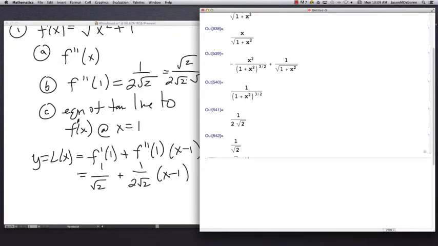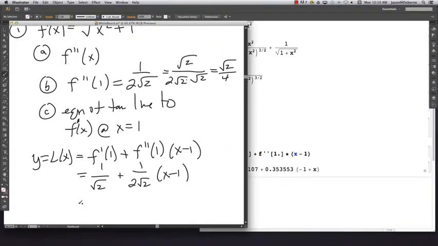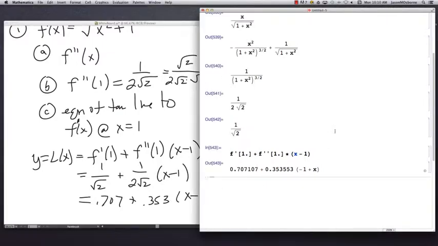If you didn't use any of those fractions, but you instead did your answer as decimals, the answer would be f prime of 1 plus f double prime of 1 times x minus 1. And that would have been your answer. What was that? 0.707 plus 0.353 times x minus 1. So either one of those answers I would accept.